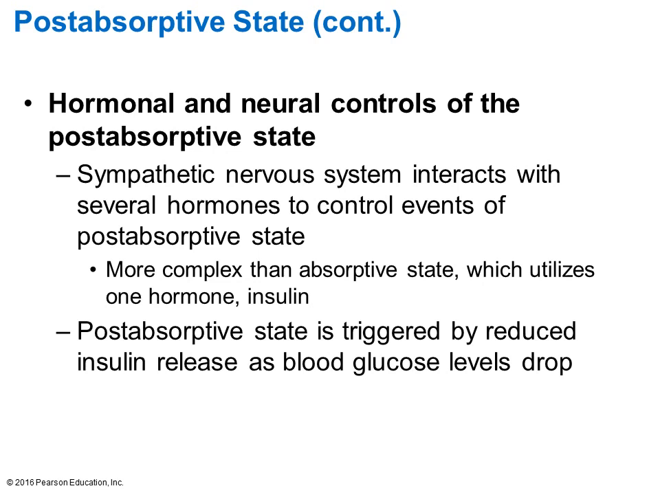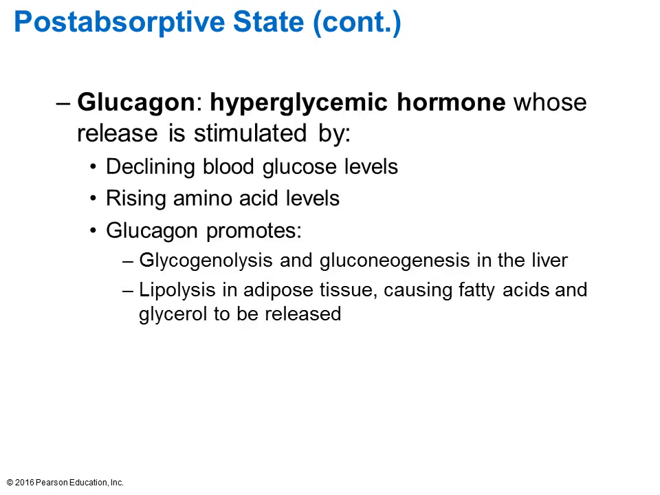There's going to be both hormonal and neural controls at this level as well. The sympathetic nervous system is going to be interacting with several hormones, basically trying to reduce the amount of insulin release as the blood glucose levels start to drop. So you don't want it all removed from the blood. So you're going to reduce the amount of insulin that's being released. It's kind of like, okay, we brought the levels down, but we don't want it down to zero.